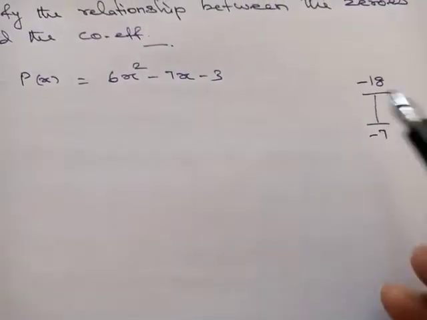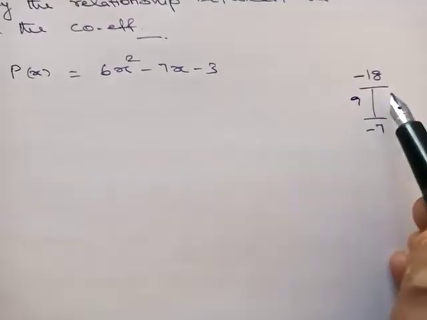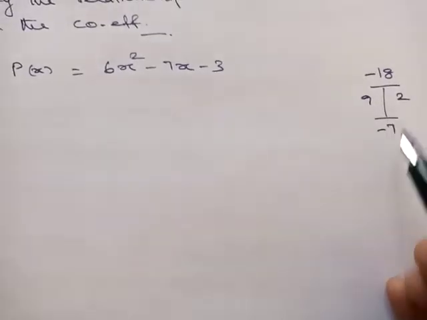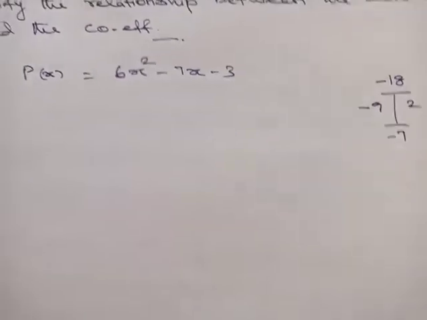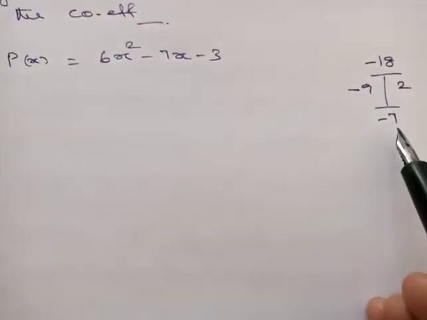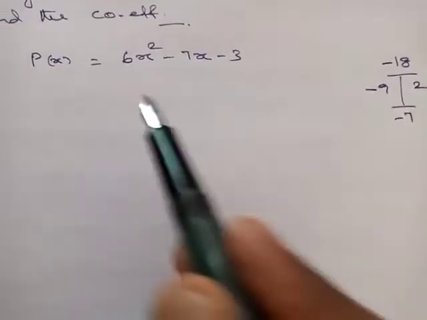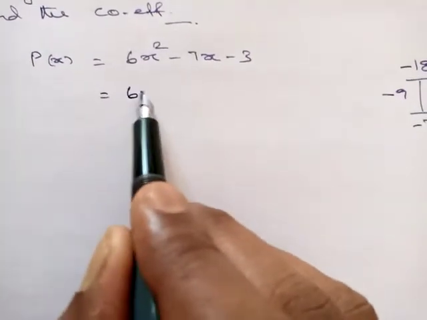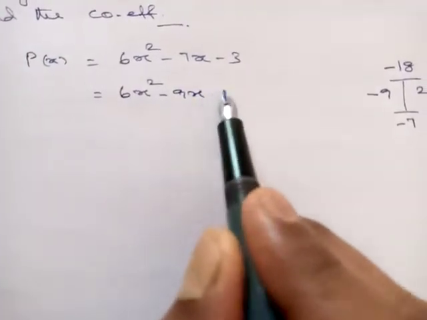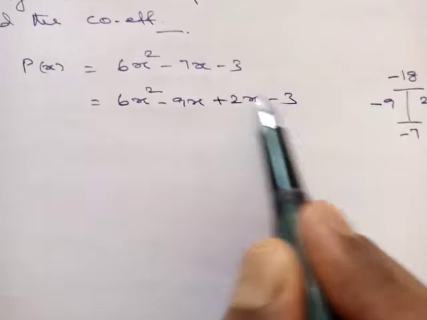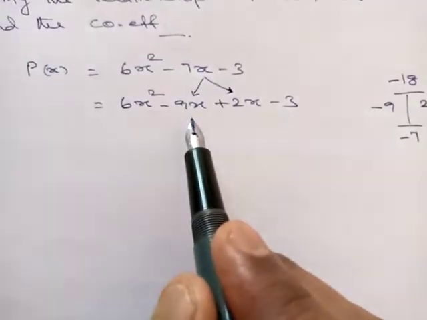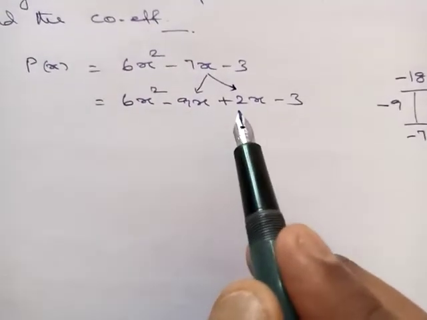What are the two numbers? I'm just trying 9 and 2. 9 twos are 18, −18 I need. If I add these two, −7 I need. That's why I'm giving minus here. So −9 into 2 is −18, and −9 plus 2 is −7. So exactly correct. So 6x², this −7x is split like this: −9x + 2x − 3 as it is. That is splitting the middle term.